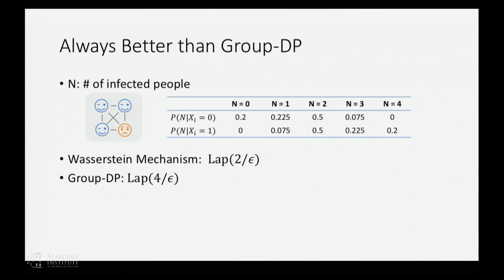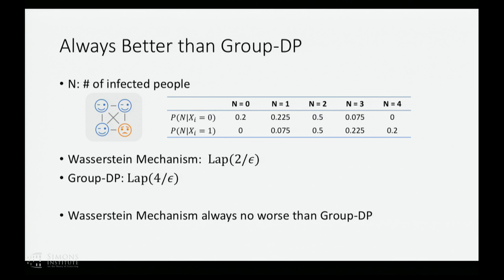And this is not only true for this small example. In fact, we can show that the Wasserstein mechanism is always at least as good as the Laplace mechanism for group differential privacy.